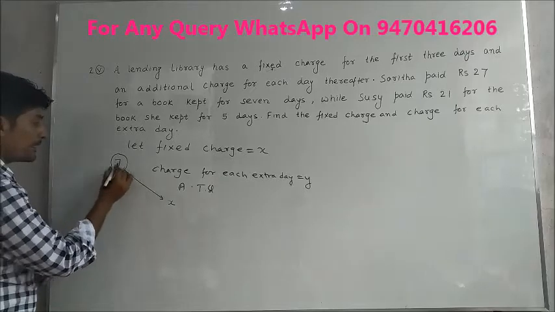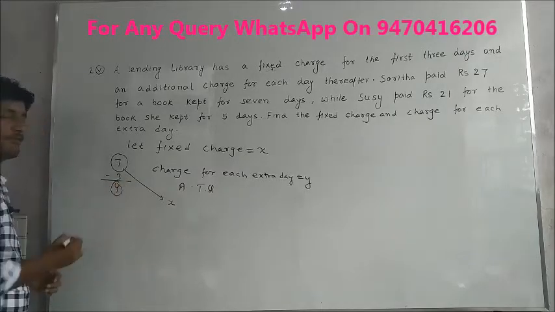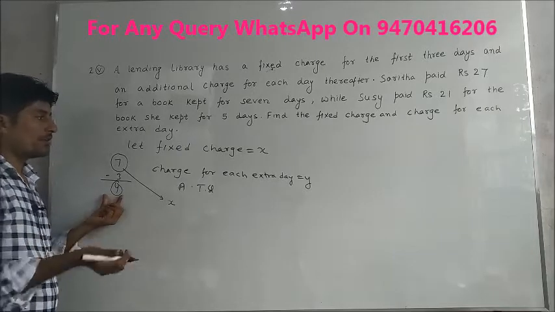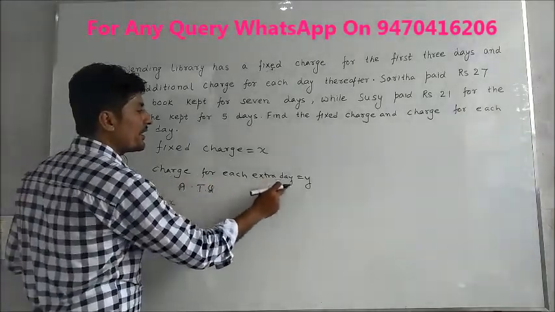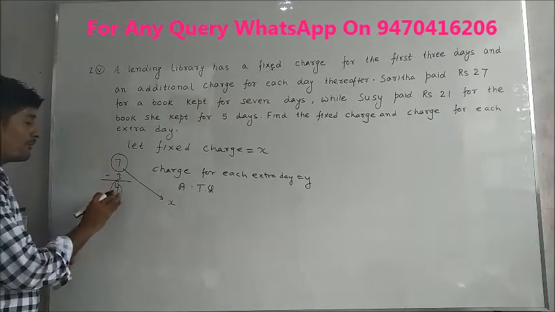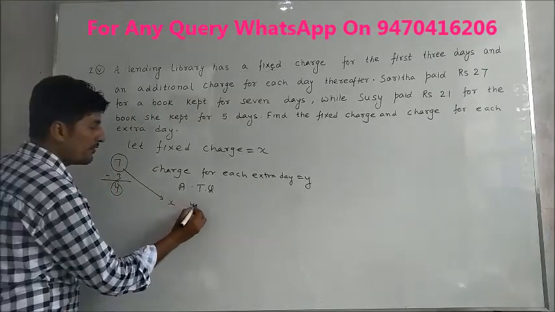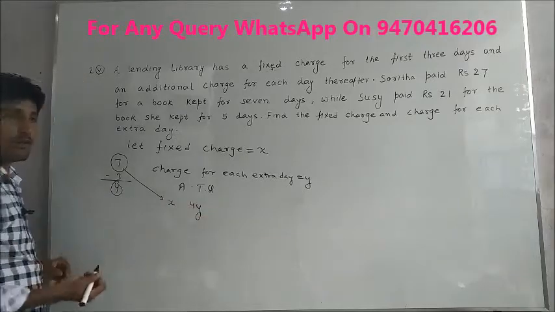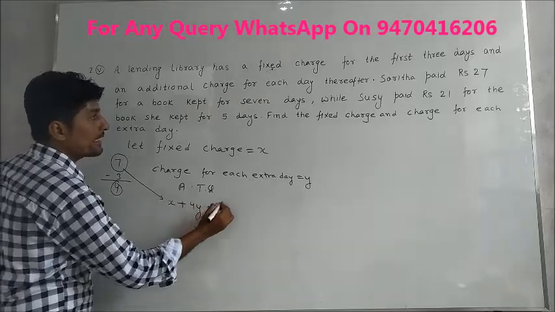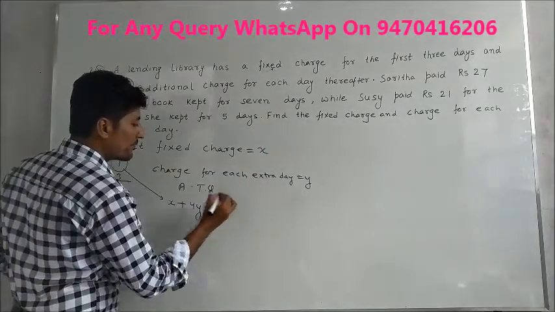Now what is the remaining number of days? That will be equal to 4. She is keeping the book 4 days extra. So the charge for each extra day is rupees y. So what is the charge for keeping the book for 4 extra days? That will be equal to 4y. So the total cost she has to pay will be x plus 4y. That is already given, rupees 27.